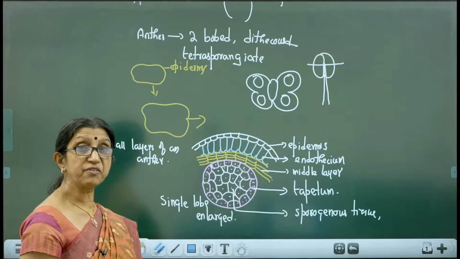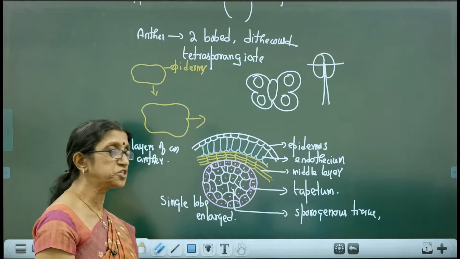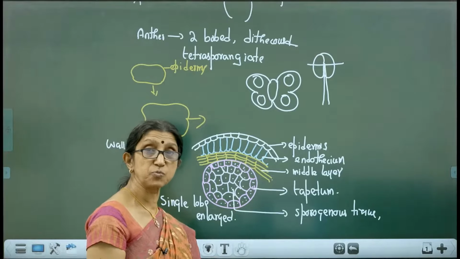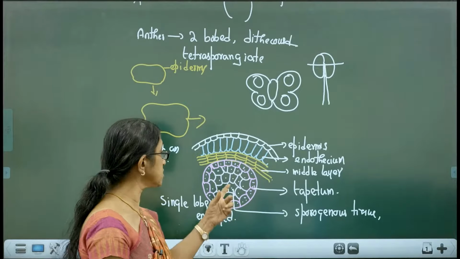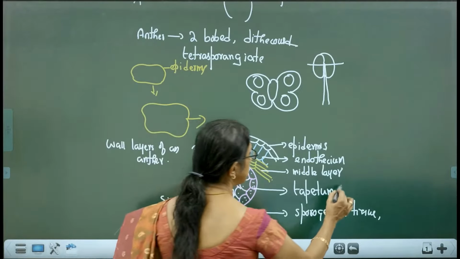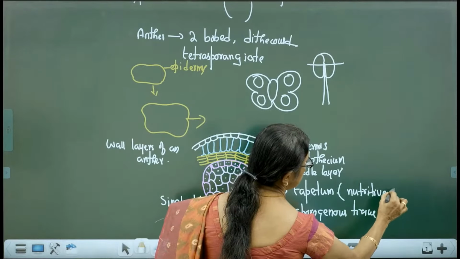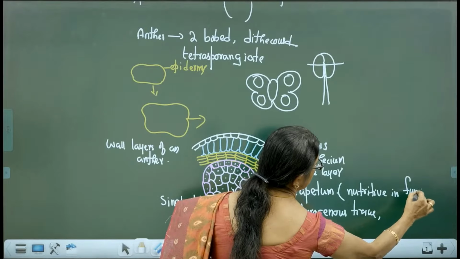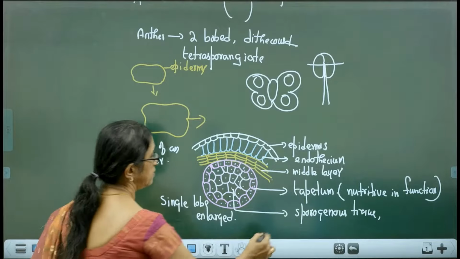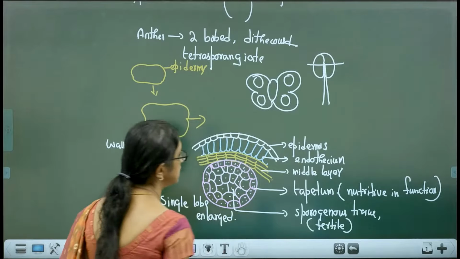And see here, out of the various wall layers, it is tapetum that completely surrounds the inner sporogenous tissue. Okay. So function wise, this is mainly concerned with the transport of food materials into the sporogenous tissue. So tapetum is a special mention, and it is nutritive in function. Okay. This is fertile tissue.